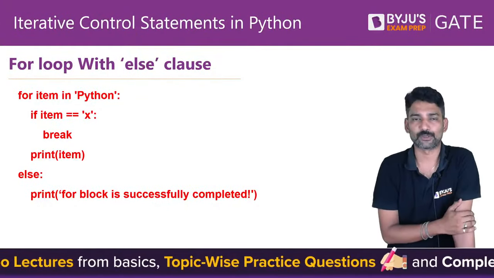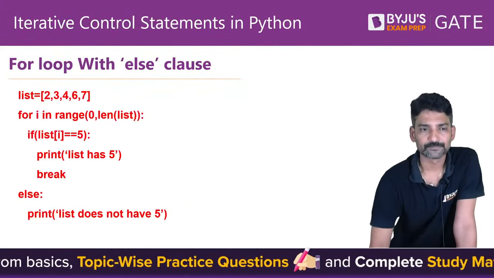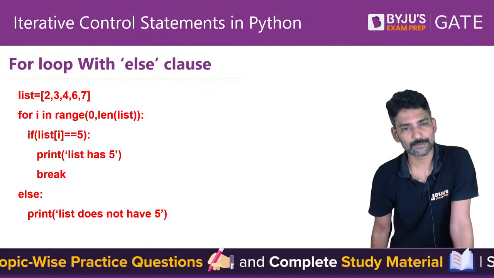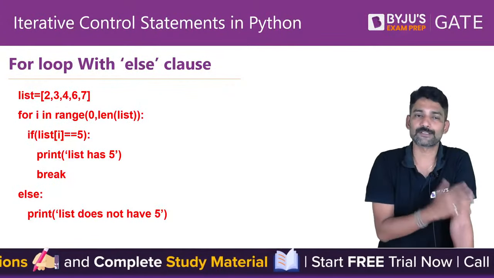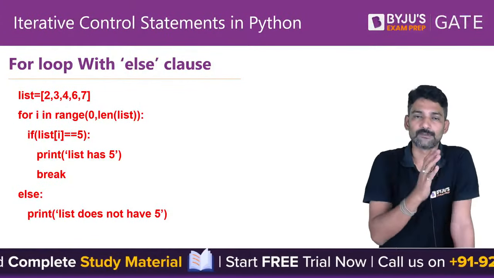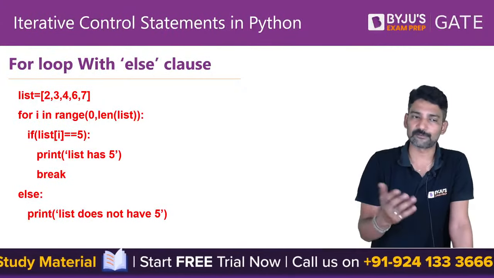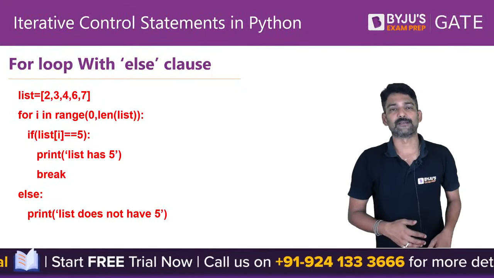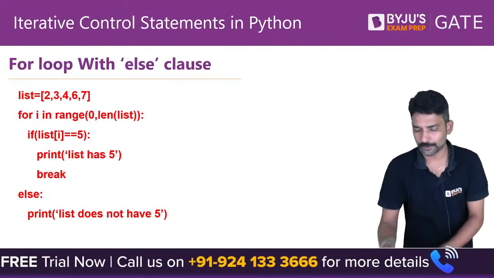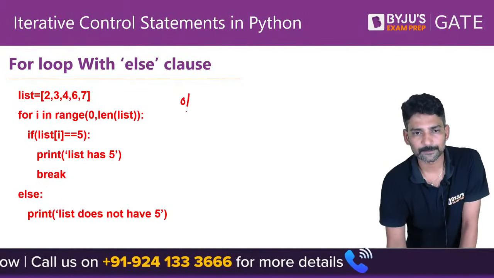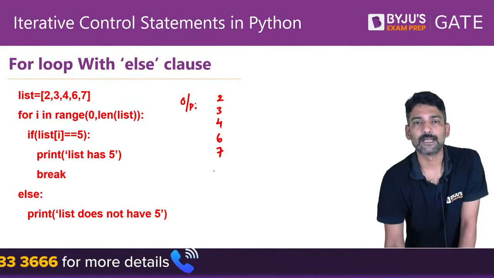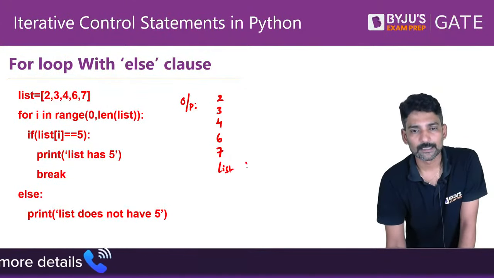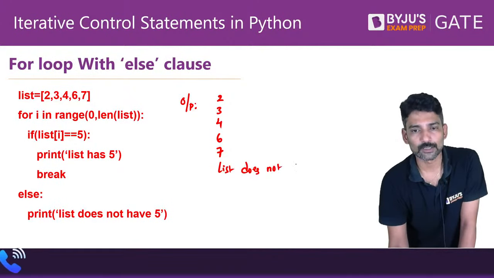And you see this example, list equal to 2, 3, 4, 6, 7. For i in range of 0, len of list. What is the length of list? 5. So for 0 to 5, if list of i is equal to 5, print list has 5, break. Else, list does not have 5. So what is the output you get for this? 2, 3, 4, 6, 7, and then you will get this list does not have 5.